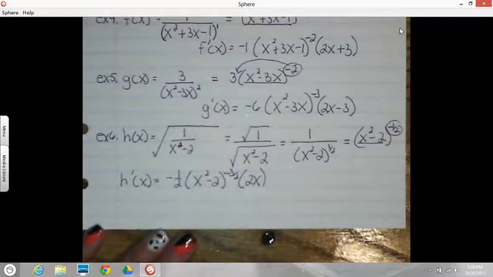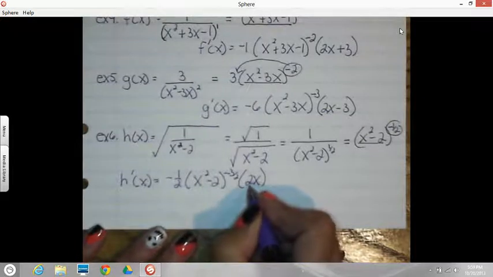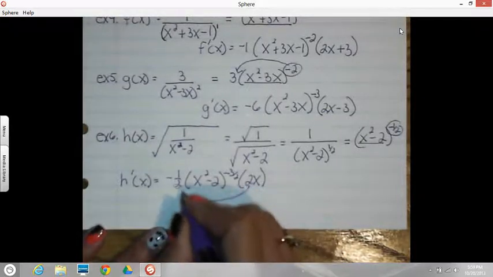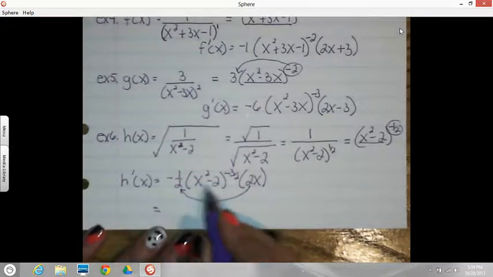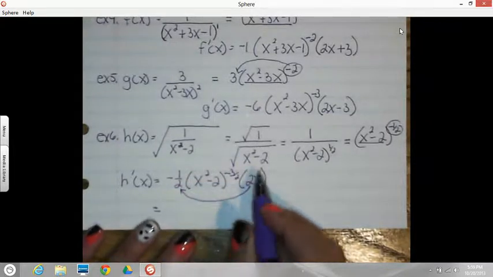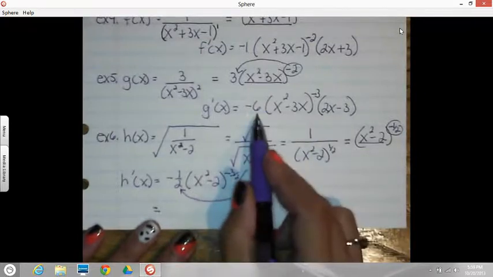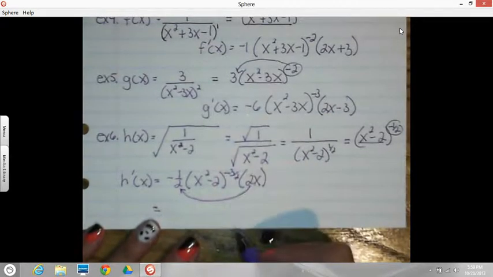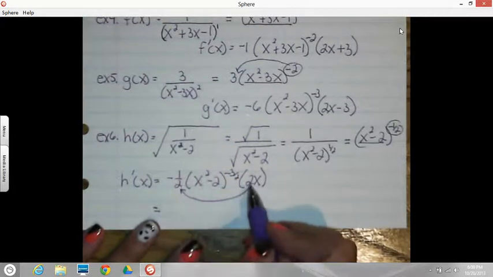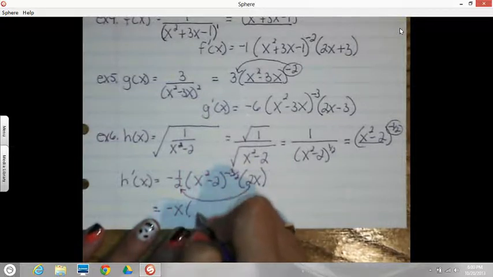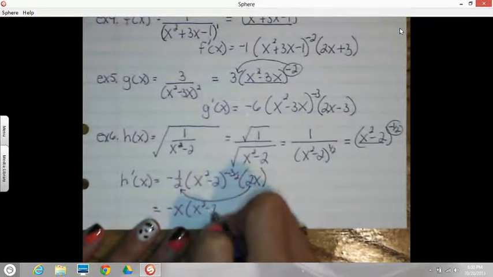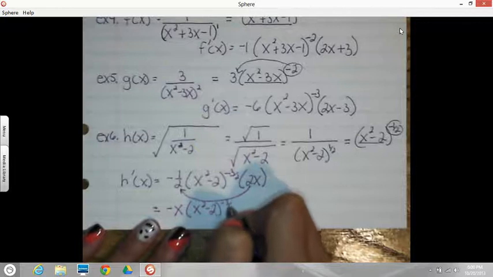Now I will take the time to bring this to the front because I do get to see some simplifying that's going to happen. Because things are going to combine here, I will bring it to the front. This last example, if I brought this to the front, nothing was going to combine other than me distributing in. So half of negative 1/2 times 2 is going to give me a negative 1x times my quantity x squared minus 2 to the negative 3/2.